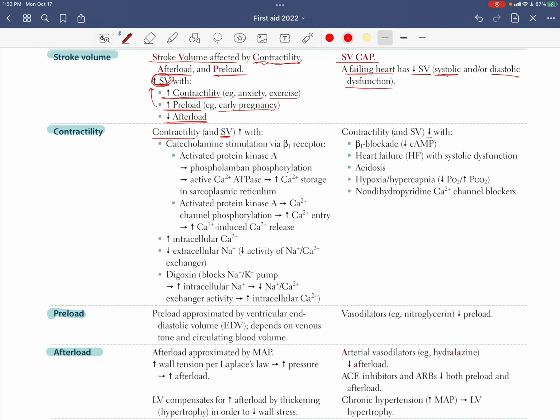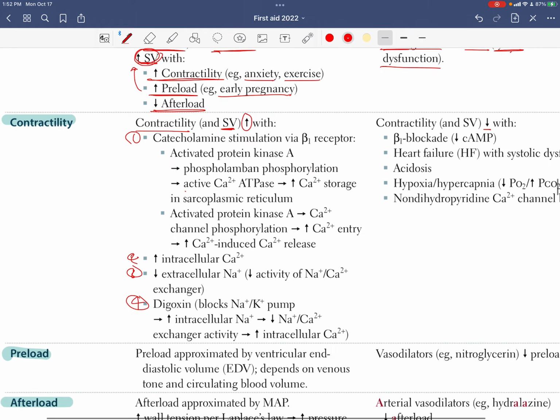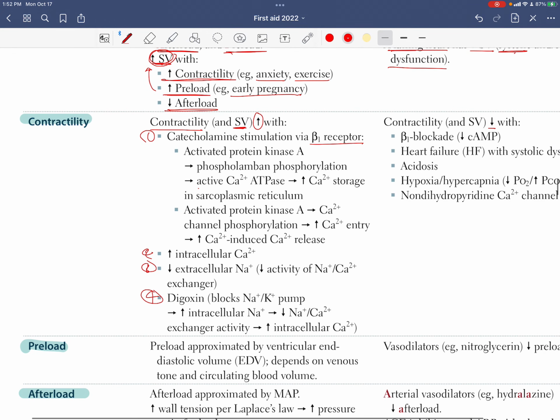For the contractility, the capability of the heart to contract, it's directly proportional to the stroke volume. So they both increase with different factors. So one, two, three, four. For one, it's the catecholamine stimulation via beta 1 receptors. So basically, this is the nervous system activating its beta 1 receptors through the catecholamines.